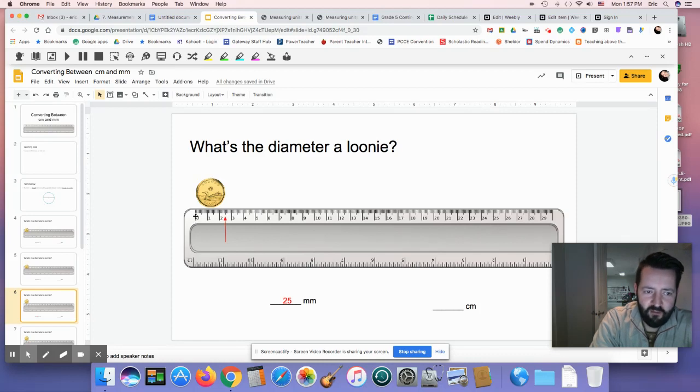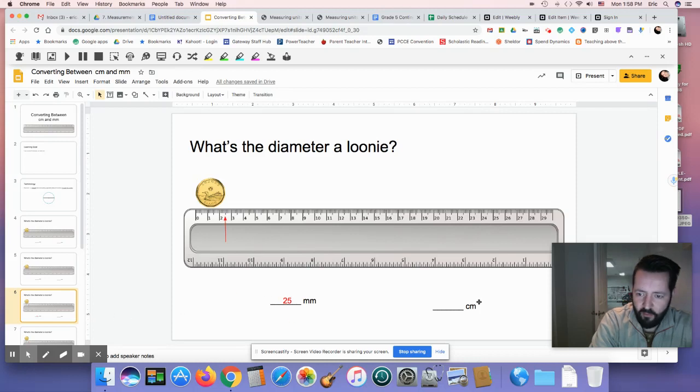And we're going to say that from 0 to 1, that's 10. And then there's 10 more here, so that would be 20. And then we got 21, 22, 23, 24, 25 millimeters right there. Okay, so that's my answer. Turns out a loonie is roughly 25 millimeters in diameter.